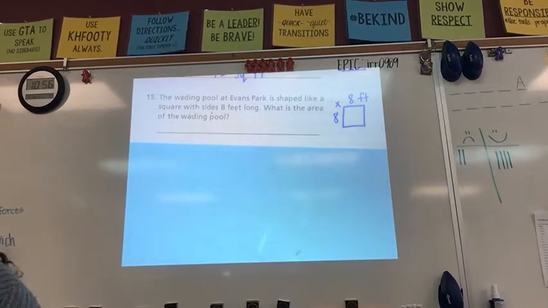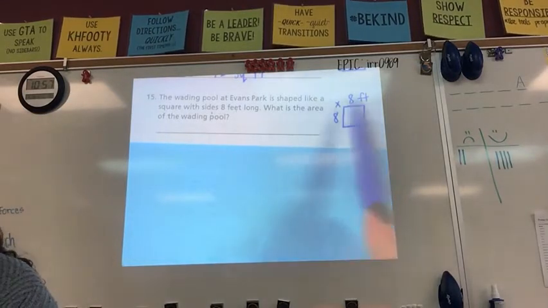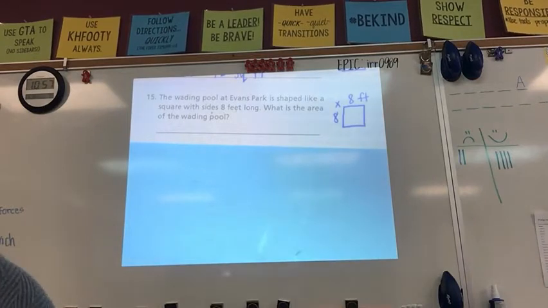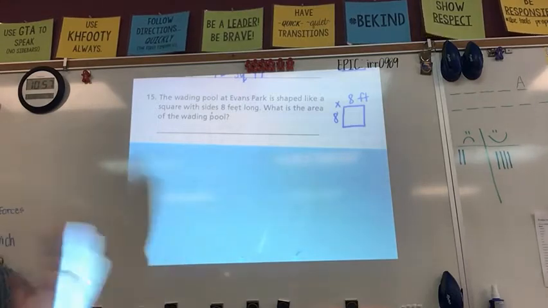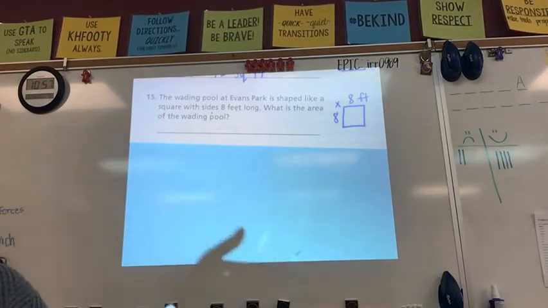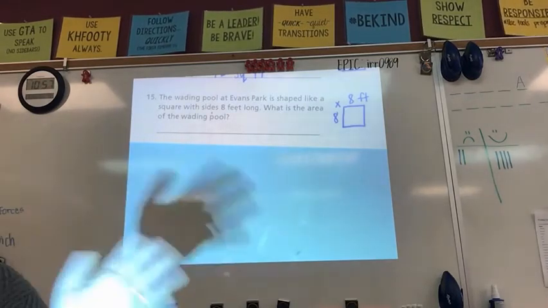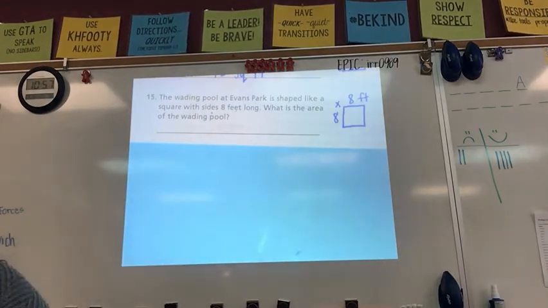This wading pool is 8 feet by 8 feet. So, how do I find the area? Area's the space inside, so we multiply. Who's got a smart equation for me to solve this problem? Miss Macy.